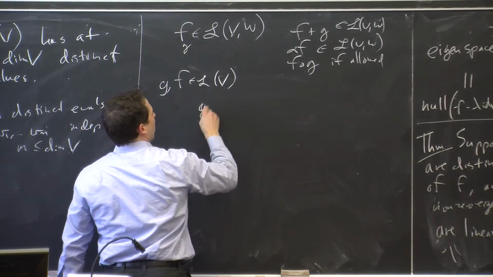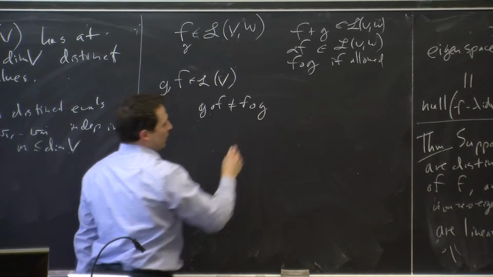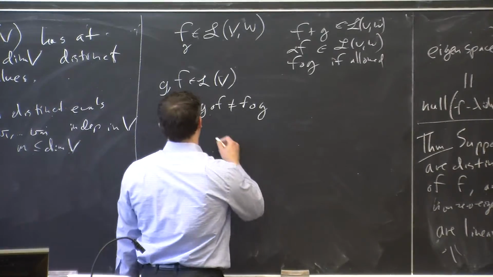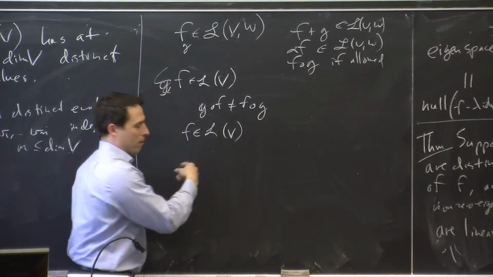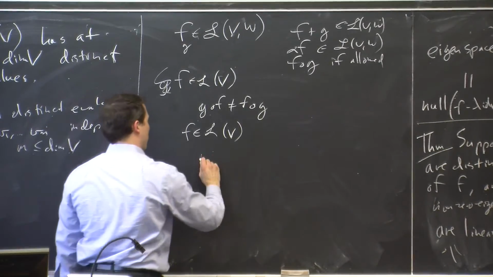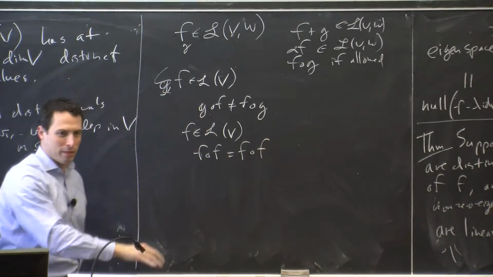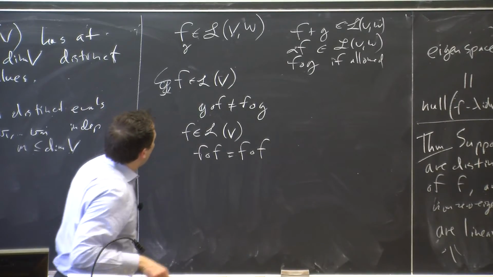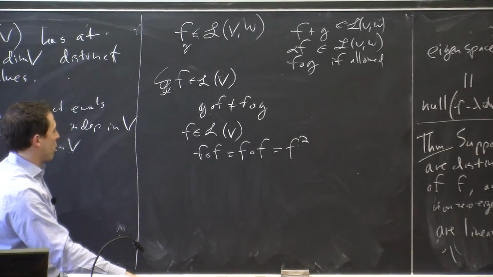But it's still the case that G composition F is not in general equal to F composition G. But if we specialize again to only one thing, so just F in L(V), and we think about composing it, okay, now we're just saying F composition F equals F composition F. So it's commutative in a completely silly way. And that means we can write this as just F squared. Right? We don't have to worry about the order.